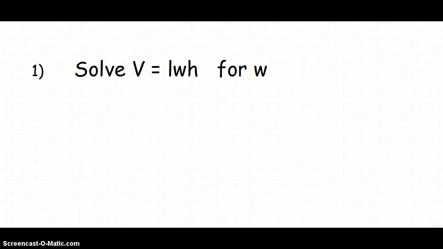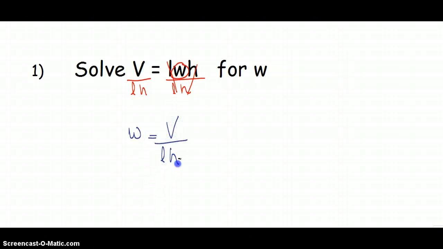Okay, I thought we'd go ahead and work the review examples for the quiz over 3.7 and 3.8. Problem 1 says solve V equals LWH for W. Well, I want to solve for W, that's who I want to get by itself. How are L and H attached? That's right, they're attached by multiplication. So I'm going to divide both sides by L and H. This side they cancel. So I end up with W is equal to V divided by L times H.